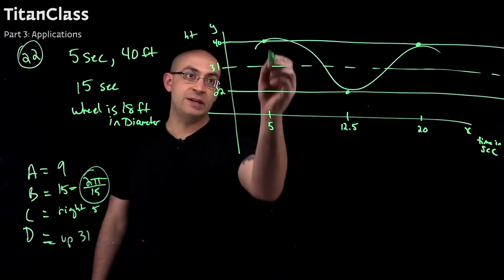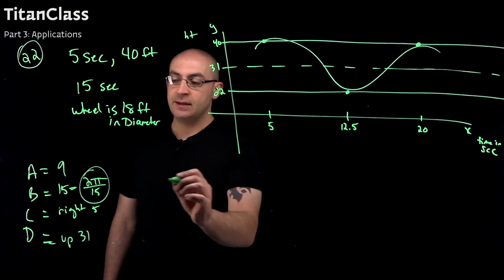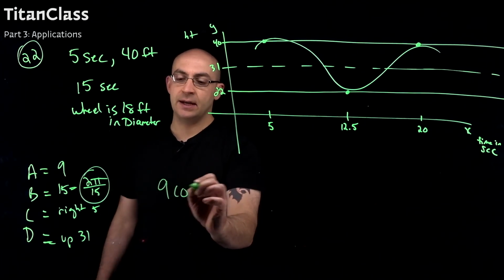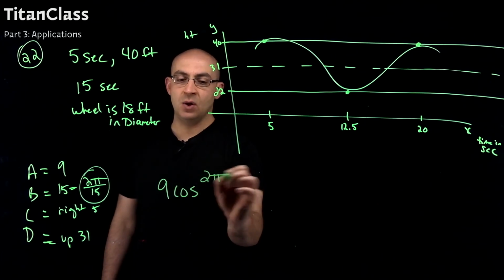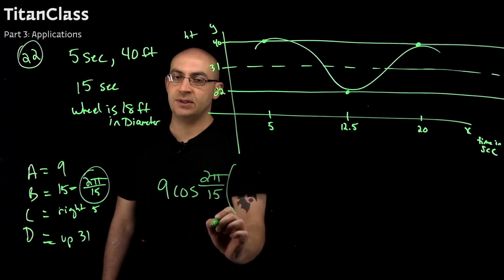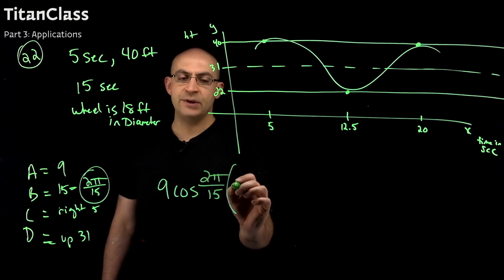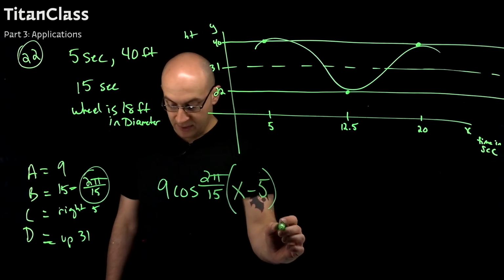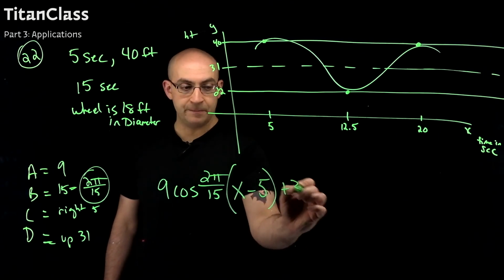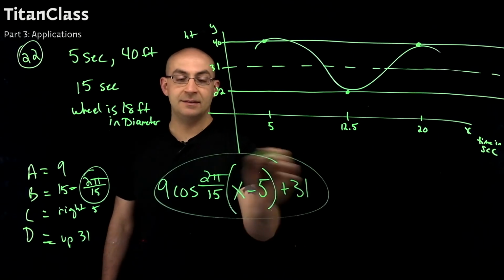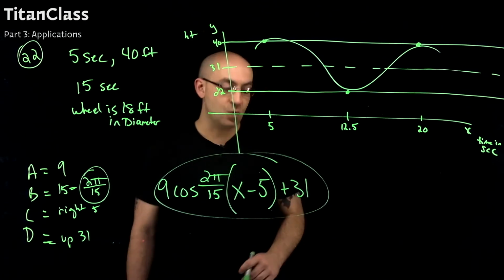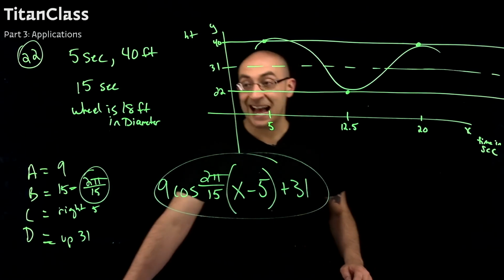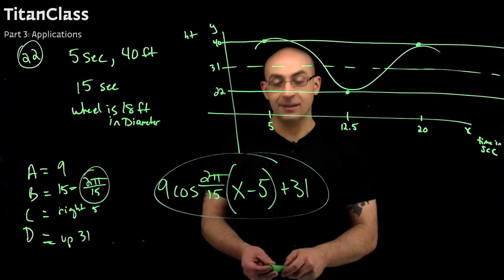So the equation, we know it's cosine because it starts at the top, is going to be 9 cosine 2 pi over 15. Leave it on the outside of the parentheses. You do not want to distribute that. And we can use x or theta. If it's right 5, it's a minus 5, and then plus 31. And we have our equation that represents the data that was given to us from my brain, because I made this up.